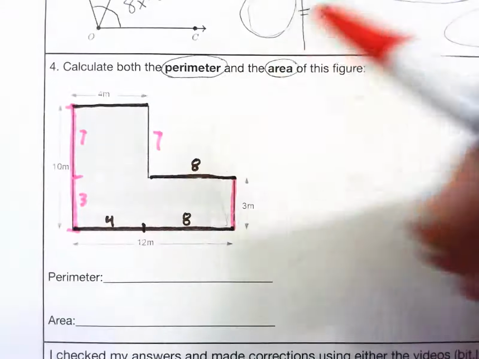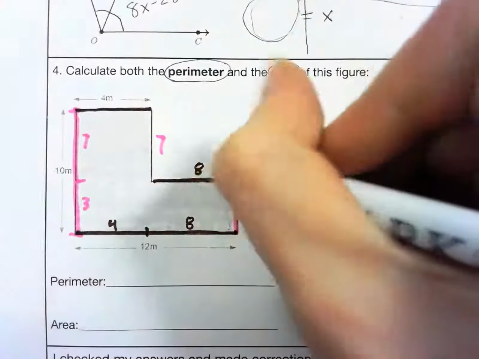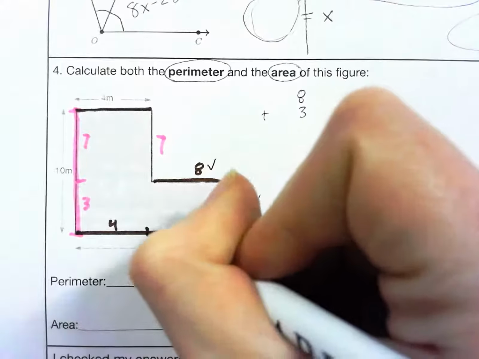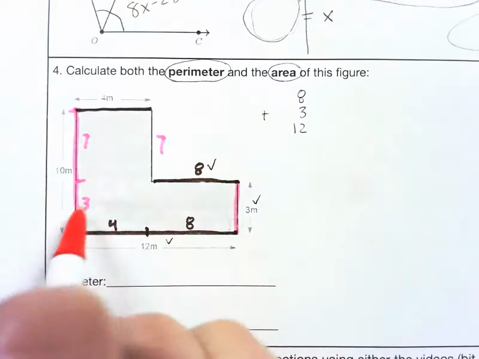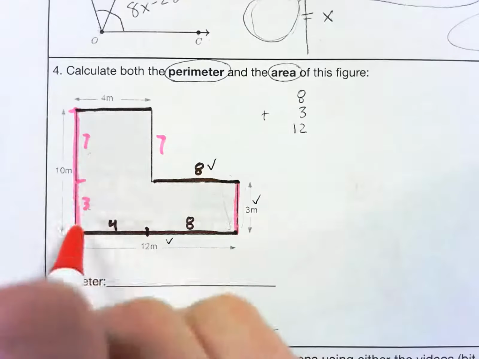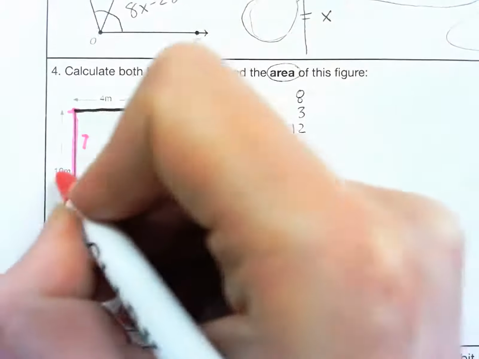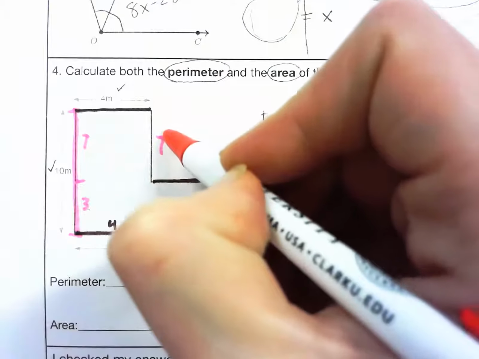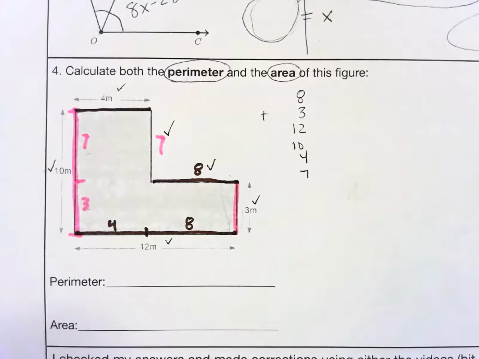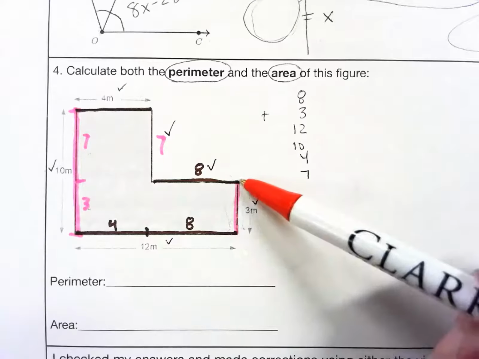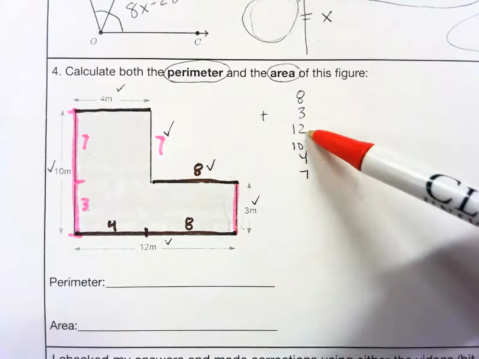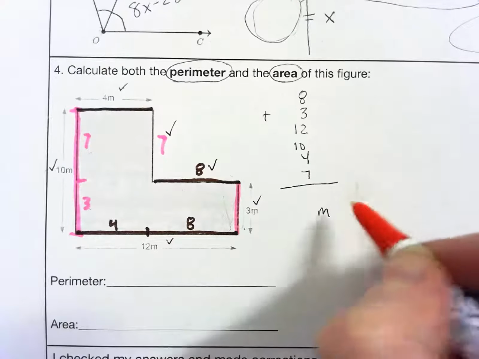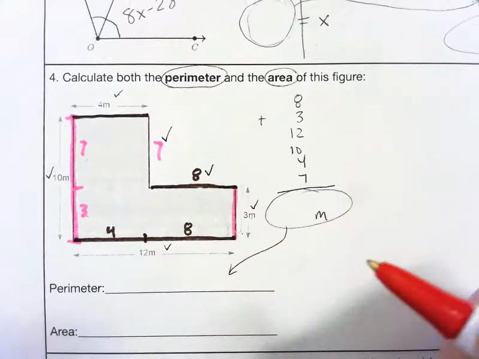To make sure you're not missing any sides, put a check mark next to each one as you add it. So I'm going to do 8 plus 3 plus 12 plus, and I'm not going to do 3 or 7 because that's the total side right here. So 10 would be this side, plus 4, plus 7, and I think we have all of them, but let's just double check. I had 1, 2, 3, 4, 5, 6 sides. 1, 2, 3, 4, 5, 6 numbers. So go ahead and add that up. We know it's measured in meters. So once you have it added, that number becomes your perimeter.